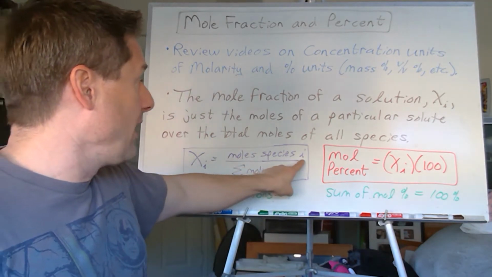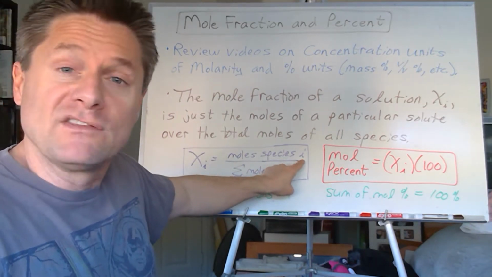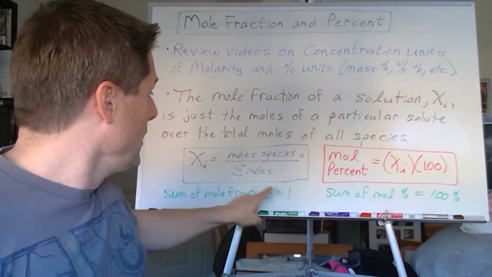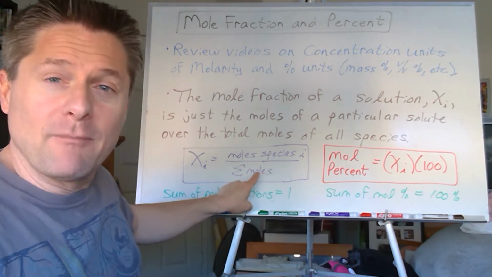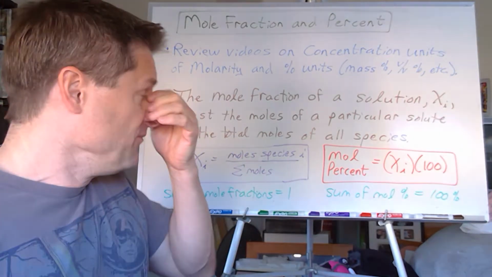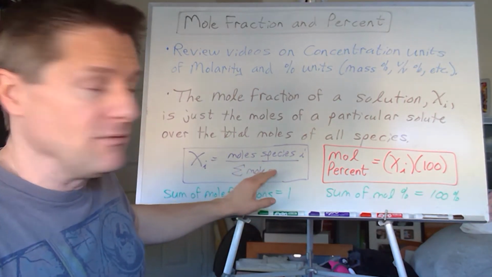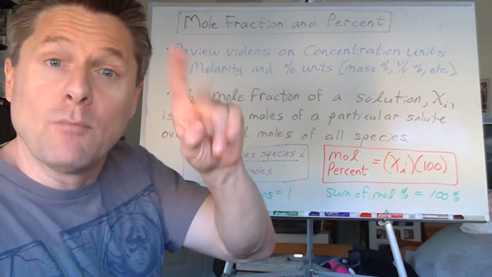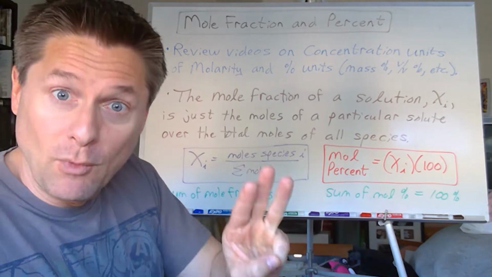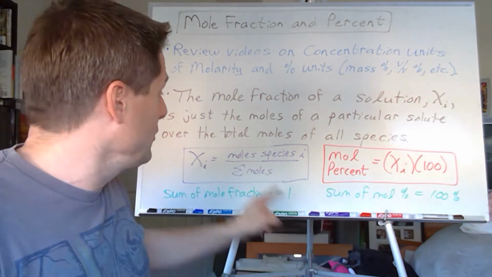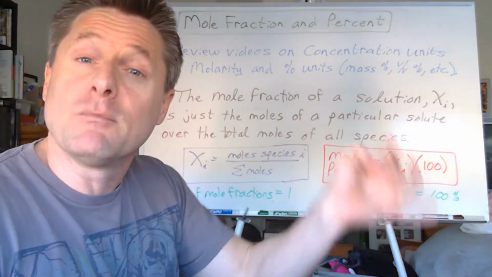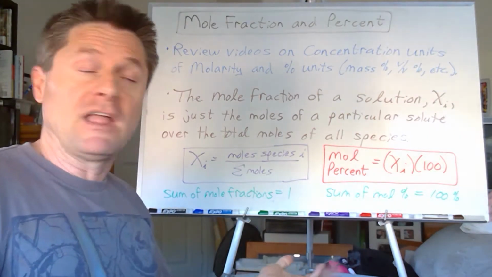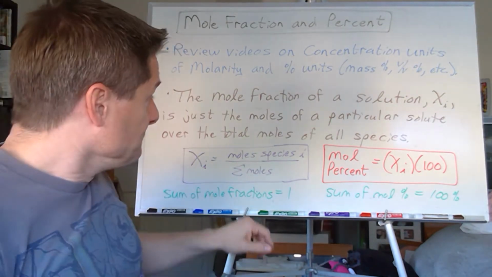So moles of whatever species you're interested in. If there's one solute, that would be the moles of solute over the total, the sum of the moles of all species. So if you had 3 species, you'd have the mole fraction of species 1 being the moles of species 1 over the moles of species 1, plus moles of species 2, plus moles of species 3. If there's just 2, you'd have the moles of the solvent plus the moles of the solute. Not too bad. That's typically the case.